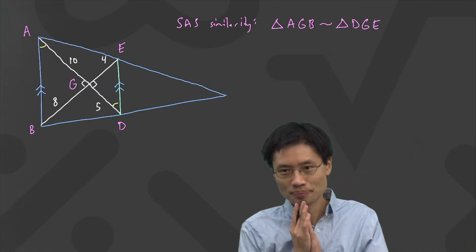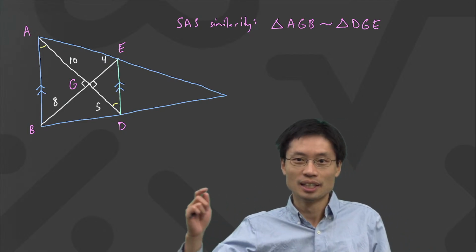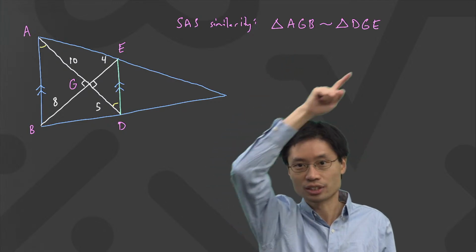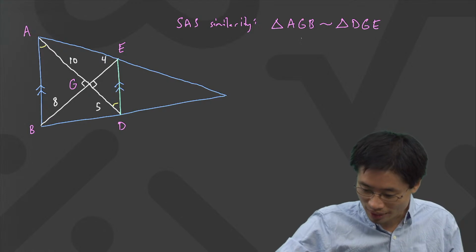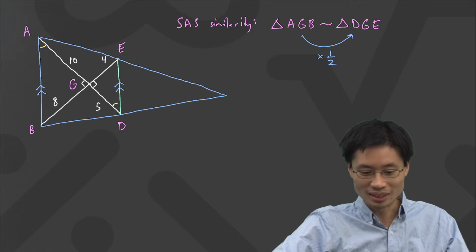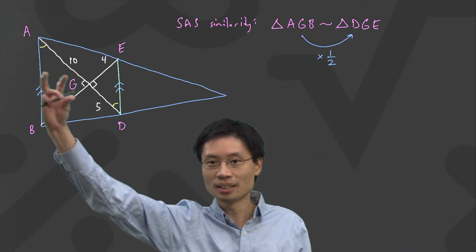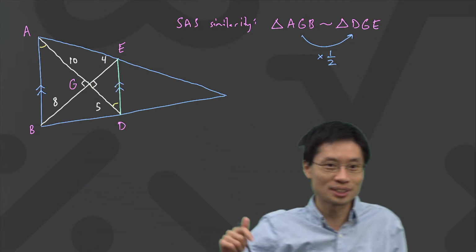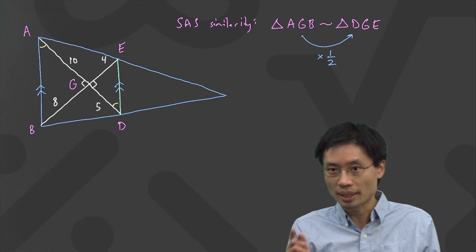So they're parallel. But there's more that I know. I also know their ratio. If I want to know the ratio of how you scale from the AGB and turn it into the DGE, what do you multiply by? This is not really what you write in school, but I'm just going to write it like this because I think you understand what it means. You multiply by half when you go from the AGB to the DGE because it's like 10s become 5s and 8s become 4s. Aha! And somebody's saying, didn't we already know this because it's a mid-segment?